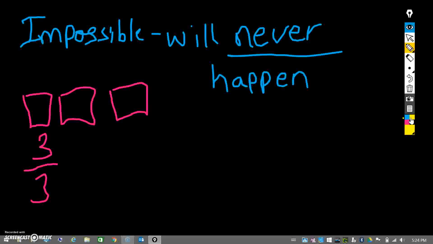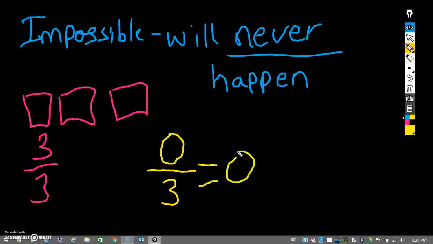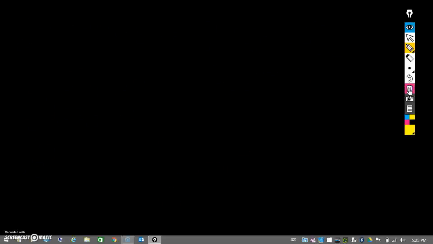Nope. So there are still 3 items in the bag, and none of them, 0 of them, are yellow squares. So that tells us that there's a 0 out of 3 chance that we will get a yellow square out of this bag. And so 0 out of 3 just equals 0. So the probability is impossible. 0 chance. Okay? So possible and certain are pretty easy once you think about it and draw some pictures out.